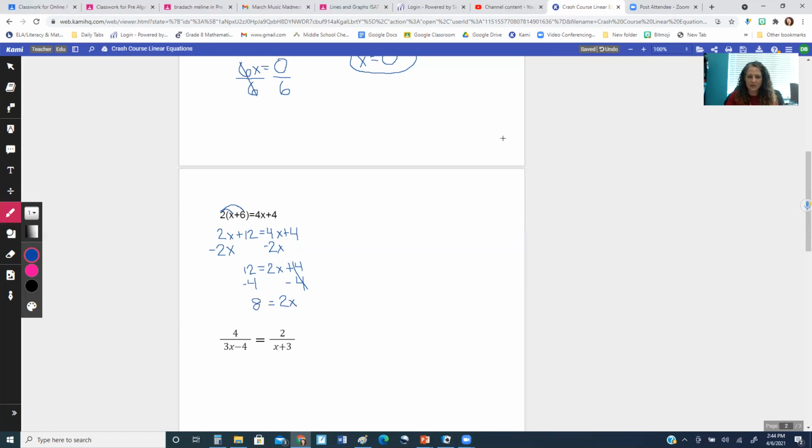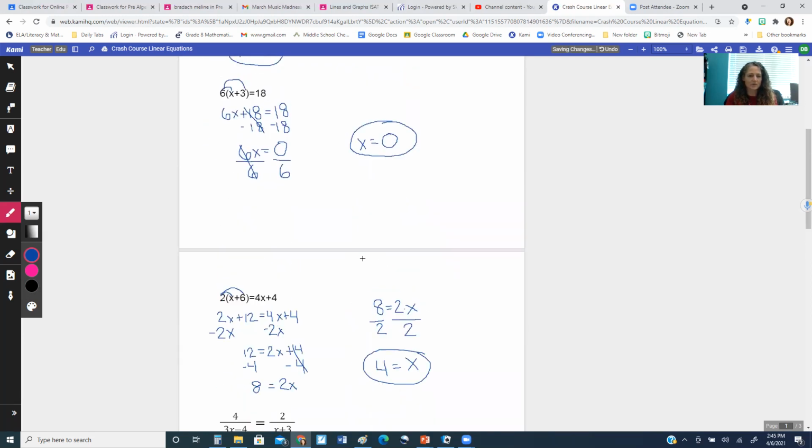I'm kind of running out of room here, so I'm going to pop this back up here. 8 equals 2x. I still have a 2 that is multiplied by the x, okay? 2 times x. The opposite of multiplication is division, so I'm going to divide that guy away. 8 divided by 2 is 4. So I end up with 4 equals x. So x equals 4. These are all positive. Oh, no, that's a negative.